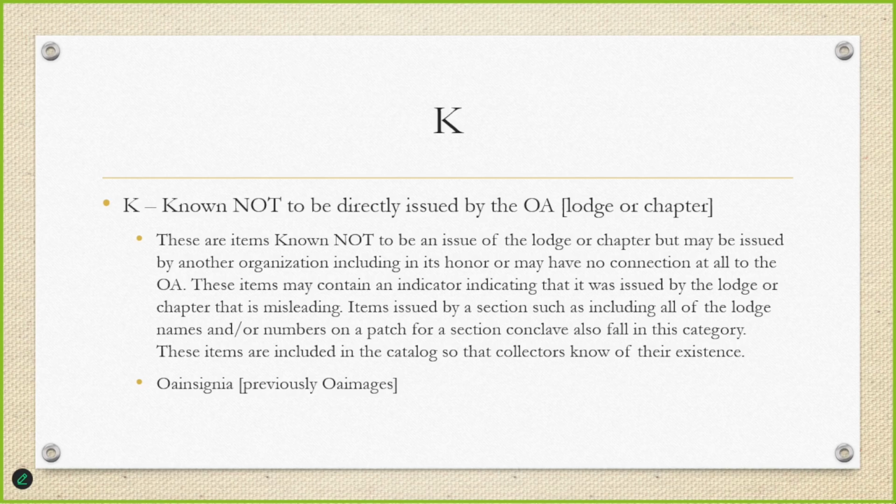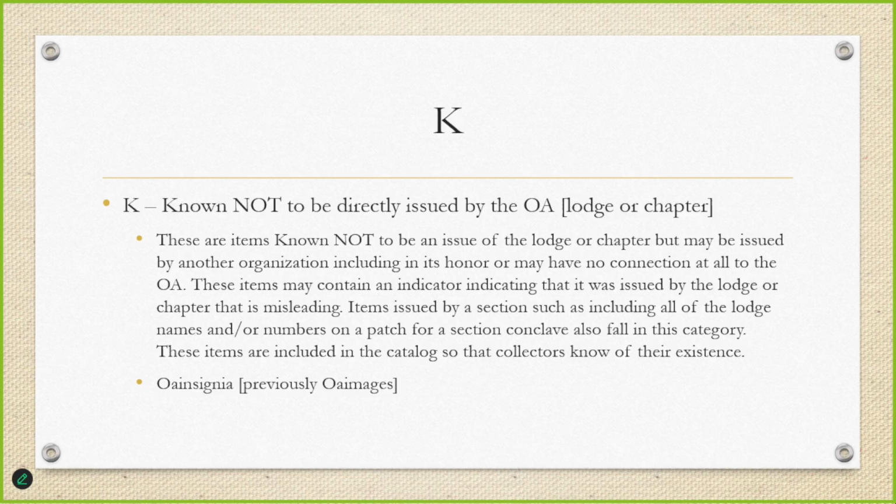These items may contain an indicator that it was used by the lodge or chapter that is misleading. Items issued by a section, such as including all the lodge names and or numbers on a patch for the section conclave, also fall into this category. These items are included in the catalog so collectors know of their existence. I've never seen a section patch listed as a K. I've never seen any patch listed as a K to start with. It gives some other examples.